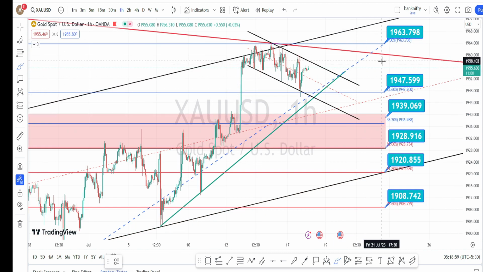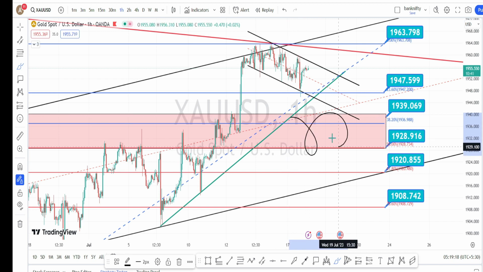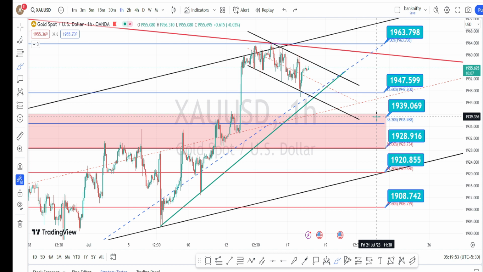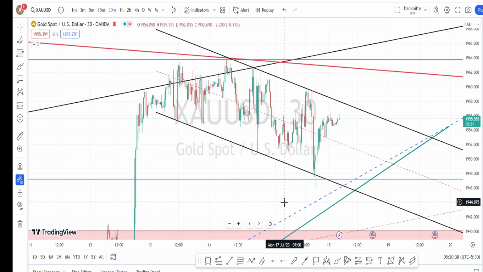The support and resistance levels are similar to the 4 hours time frame levels also, and the price action is trading between a very strong support zone and the resistance zone. Let us mark the support and resistance levels for 30 minutes time frame. I am in 30 minutes time frame.